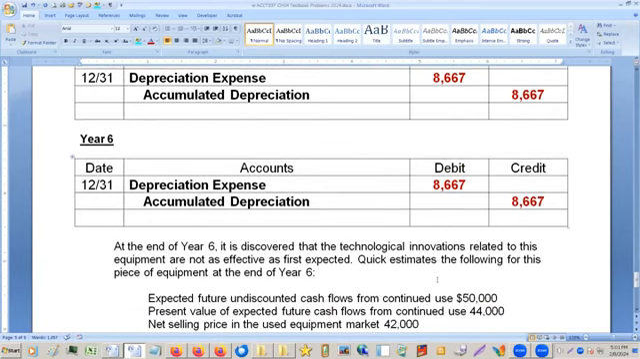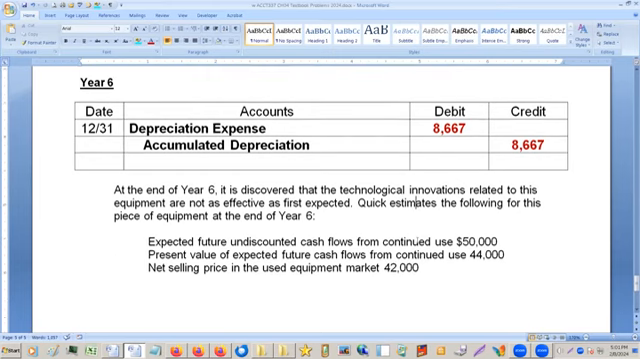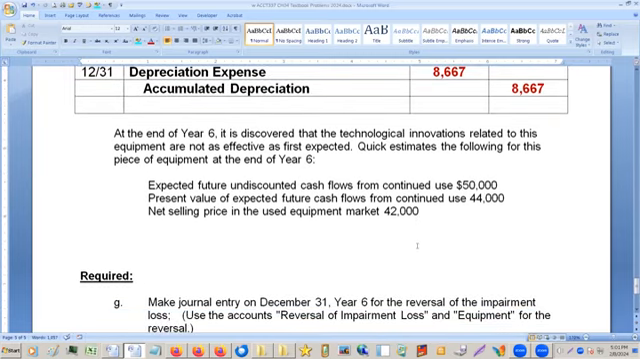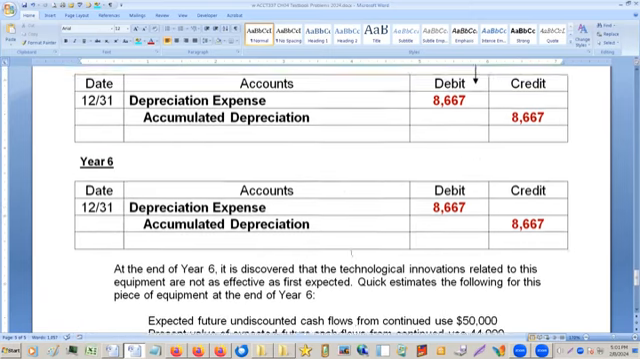At the end of year 6, it is discovered that technological innovations related to this equipment were not as effective as first expected. Quick estimates of the following for this piece of equipment in year 6. Okay, so well, we got to do this again.